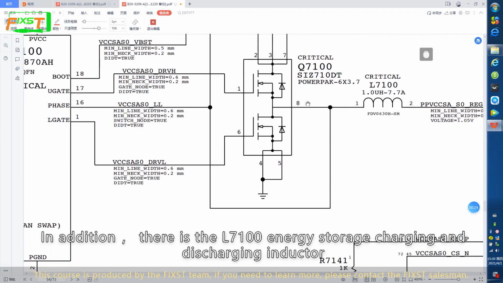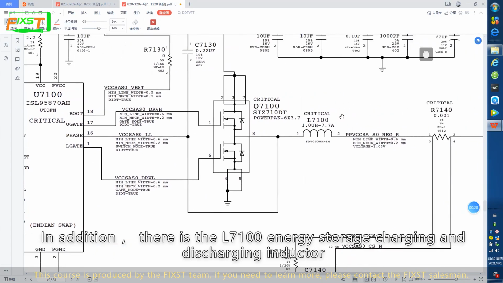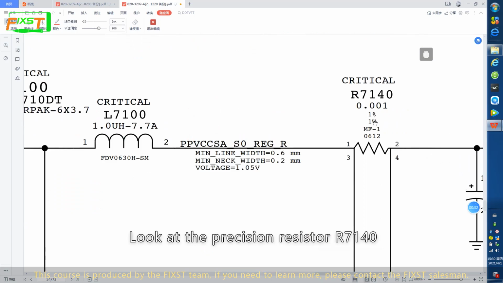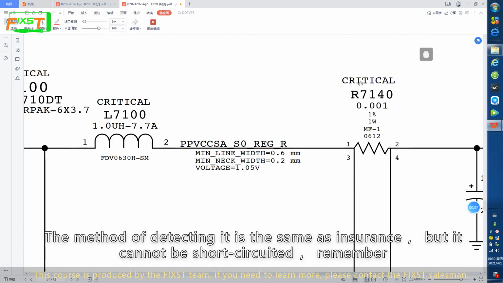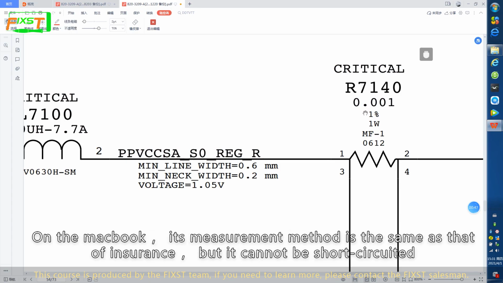In addition, there is an L7100 energy storage charging and discharging inductor. There is a precision resistor next to it. Look at the precision resistor R7140. The method of detecting it is the same as a fuse, but it cannot be short-circuited. Remember, when encountering a resistor beginning with 0, this kind of resistor is 0.9 ohm. On the MacBook, its measurement method is the same as that of a fuse, but it cannot be short-circuited.